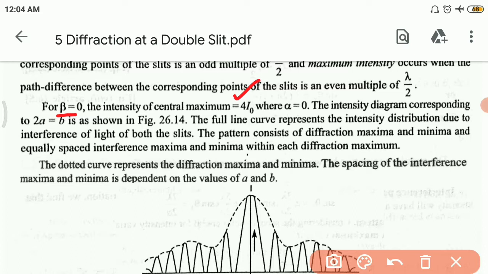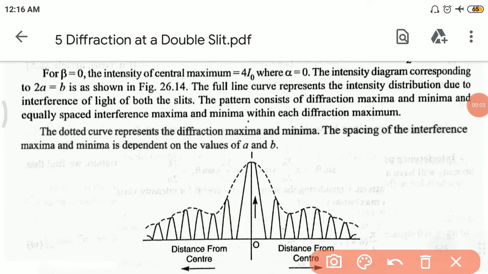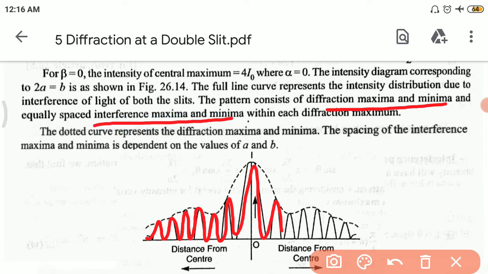Okay, and the intensity diagram corresponding to 2a equal to b, that is b equal to 2a, is shown in the figure, this one. Okay, so here the solid line or full line curve represents the intensity distribution due to the interference of light due to both the slits, right? So it has an interference pattern, and this pattern consists of the diffraction maxima and minima and equally spaced interference maxima and minima within each diffraction maximum, right?